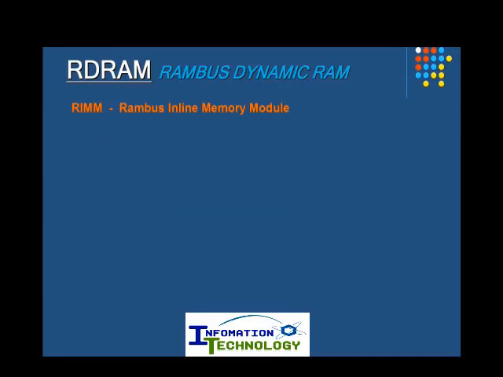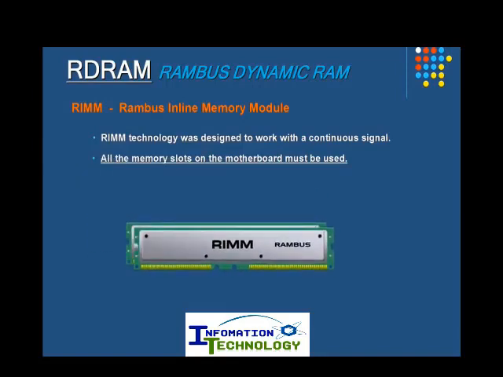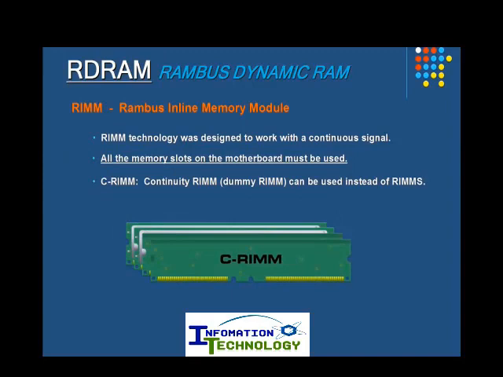RIM technology was designed to work with a continuous signal, which means that all the other memory slots on the motherboard must be used for RIMs to work properly. And if other RIMs are not available, then a user can install a CRIM or continuity RIM, which is basically a dummy RIM to ensure continuity in all the memory slots.